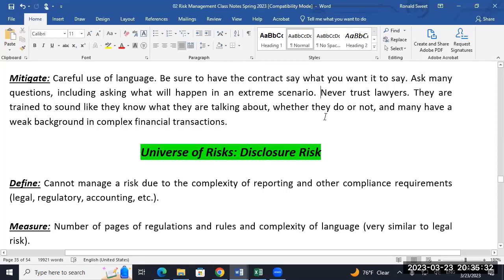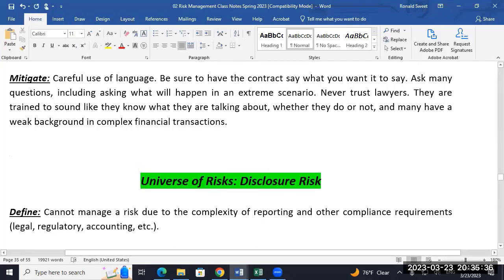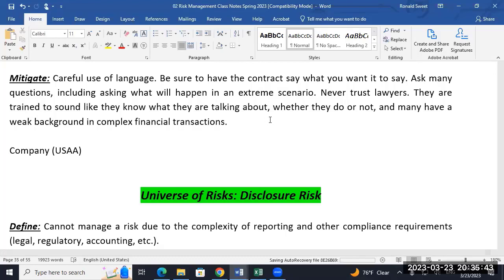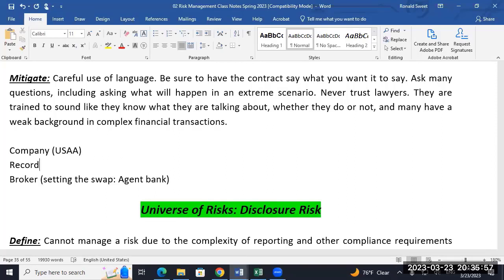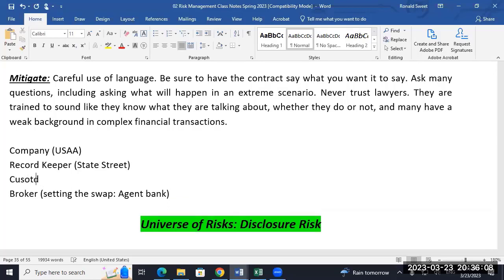You know, the swap contract, you think about a swap contract. So you got the company, that's you, UTSA. All right, that's fine. I've got the bank, the broker, the one setting up the swap. That's the agent bank. I got my record keeper. I can't remember who that was. Maybe State Street. I got the custodian. That was, I can't remember, Bankers Trust, maybe. I can't remember. It's been too long. All four of these entities have to review and sign the contract. All four of them have to be on there.